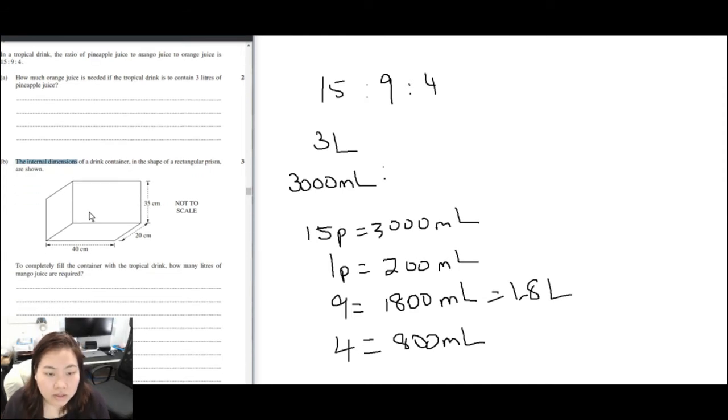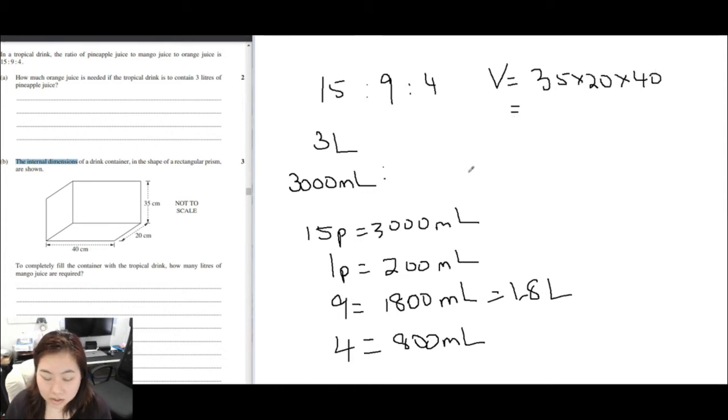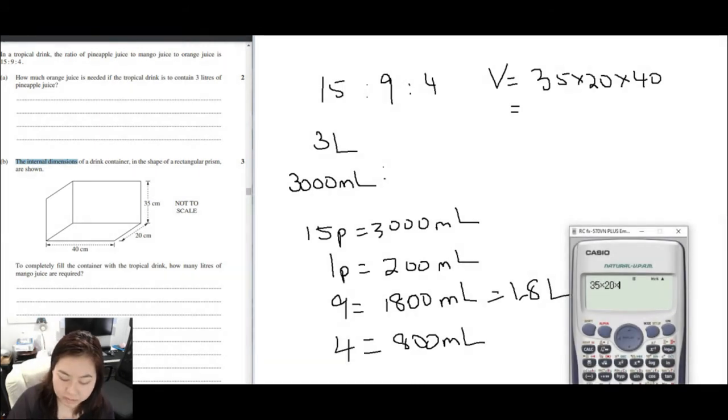Okay. B. The internal dimensions of a drink container is in the shape of a rectangular prism. To completely fill the container with tropical drink, how many liters of mango juice are required? Okay, well, we need to find the total volume of this first. So the volume is 35 by 20 by 40 centimeters, 28,000 cubic centimeters.